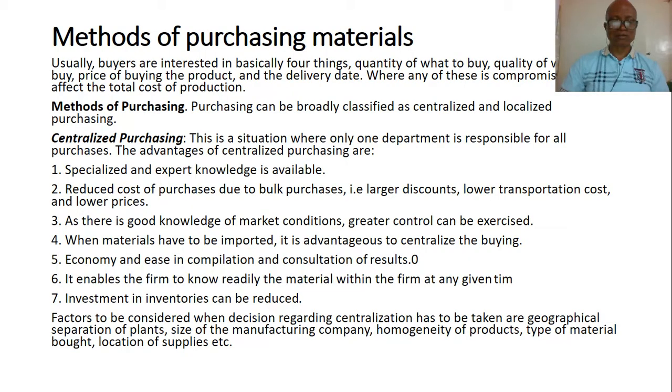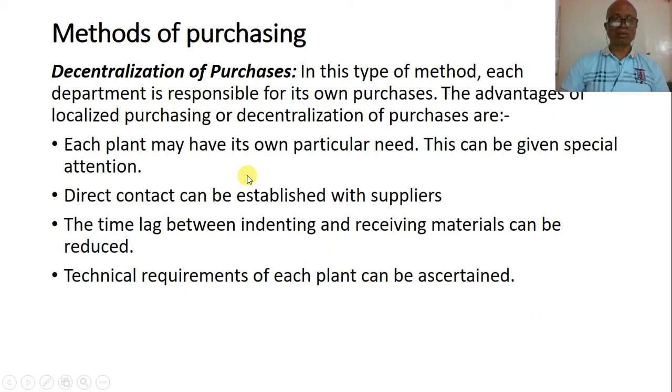Okay, so it's important for us to know that the decisions they have to take when it comes to structuralization have to consider geographical separation of plant, size of manufacturing company, homogeneity of product, types of material bought, location of supplies, and so on. The second one is decentralization. Decentralization of purchases. In this method, each department is responsible for its own purchases. So this one allows departments to buy on their own.